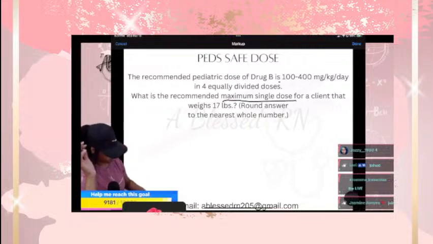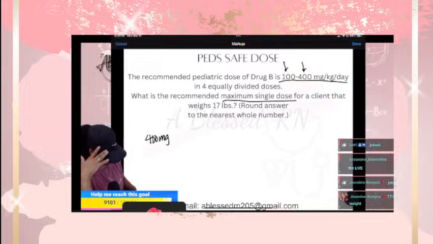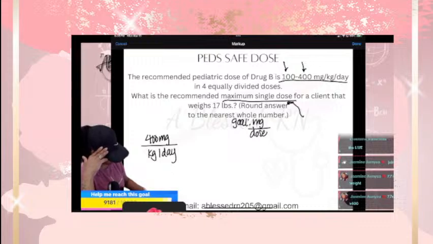So this right here is your dose range. This is your lower limit. This is your upper limit. That 400 milligrams per kilogram per day is the most that they can get. So that is what we're going to use. That 400 milligrams per kilogram of body weight in a day. Okay. But look, our goal is to find milligrams per dose. You see on this one, it says dose. So that is how you find the difference in these problems when it gives you per day or per dose or every 8 hours or whatever.